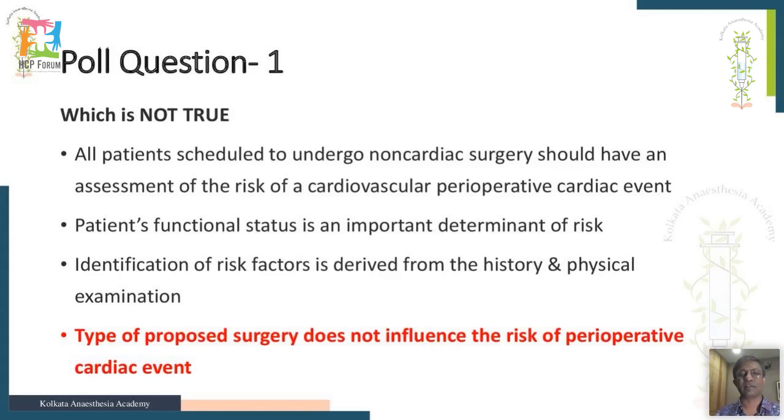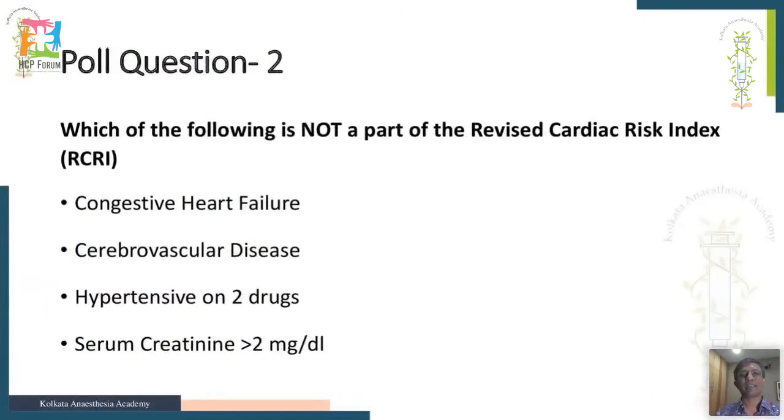And which is not a part of the revised cardiac risk index? I think people have got so used to this, it is absolutely simple. Hypertension does not figure in it. So it is the type of surgery, congestive heart failure, cerebrovascular disease, insulin-dependent diabetes, and a creatinine of greater than 2 milligram per deciliter.